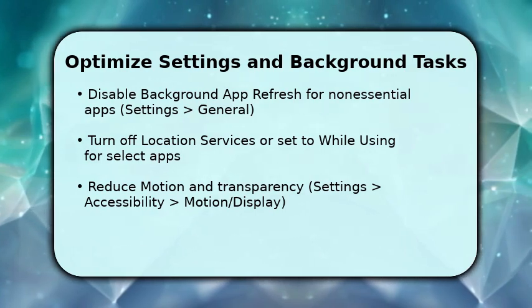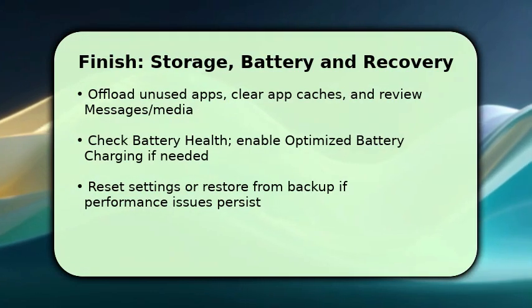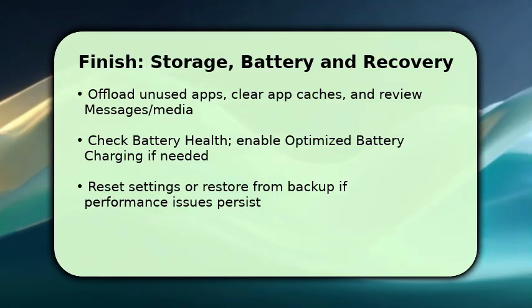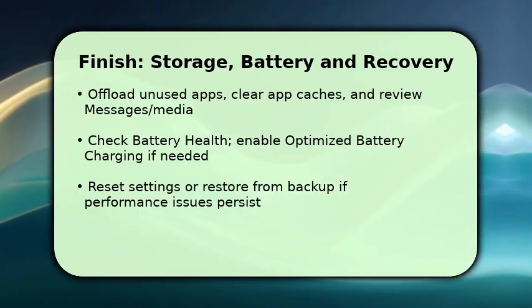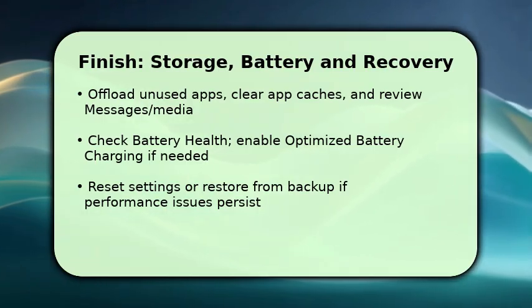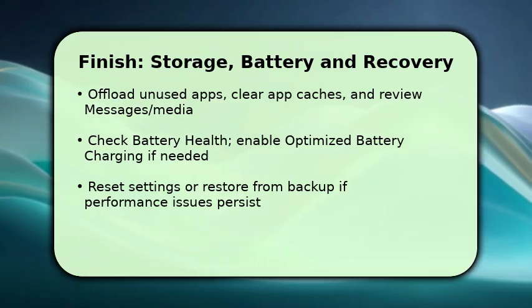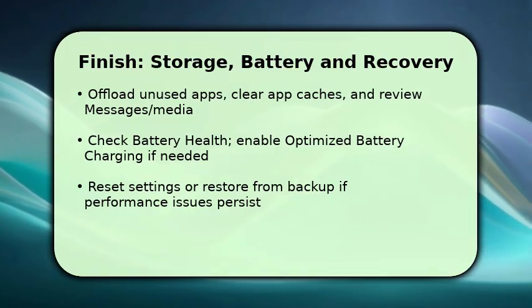To finish, clear long-term clutter and check hardware-related limits. Offload unused apps and clear caches inside heavy apps like Safari or social apps. Clean old message attachments and large media. Inspect battery health in settings to see if maximum capacity is degraded, and enable optimized battery charging to reduce future wear. If you still experience sluggishness after these steps, reset all settings or back up and restore as new.